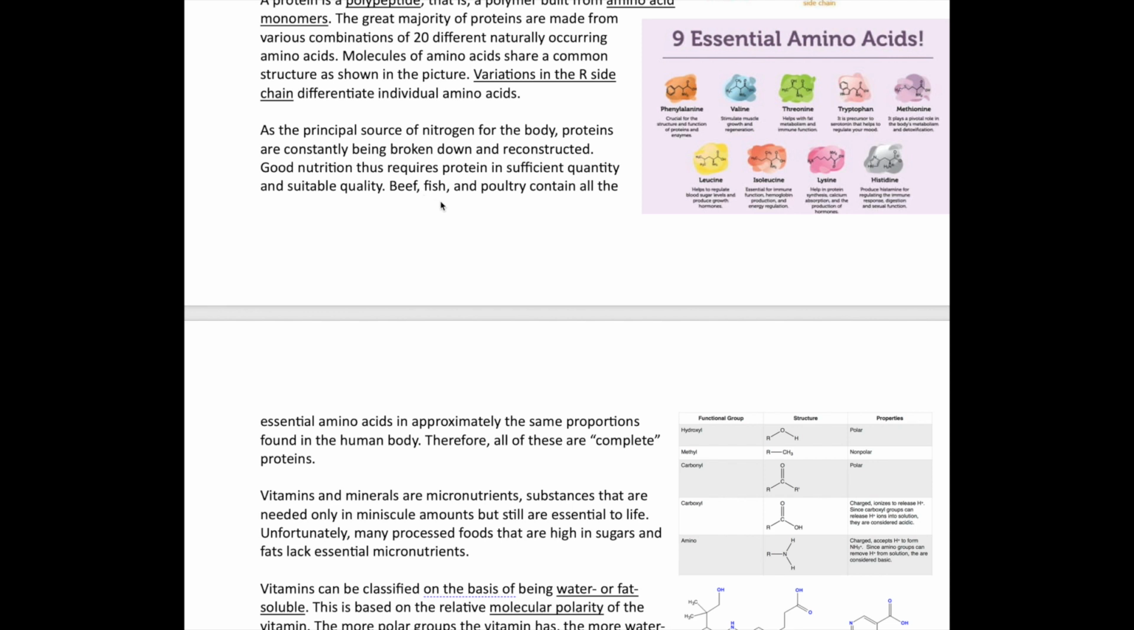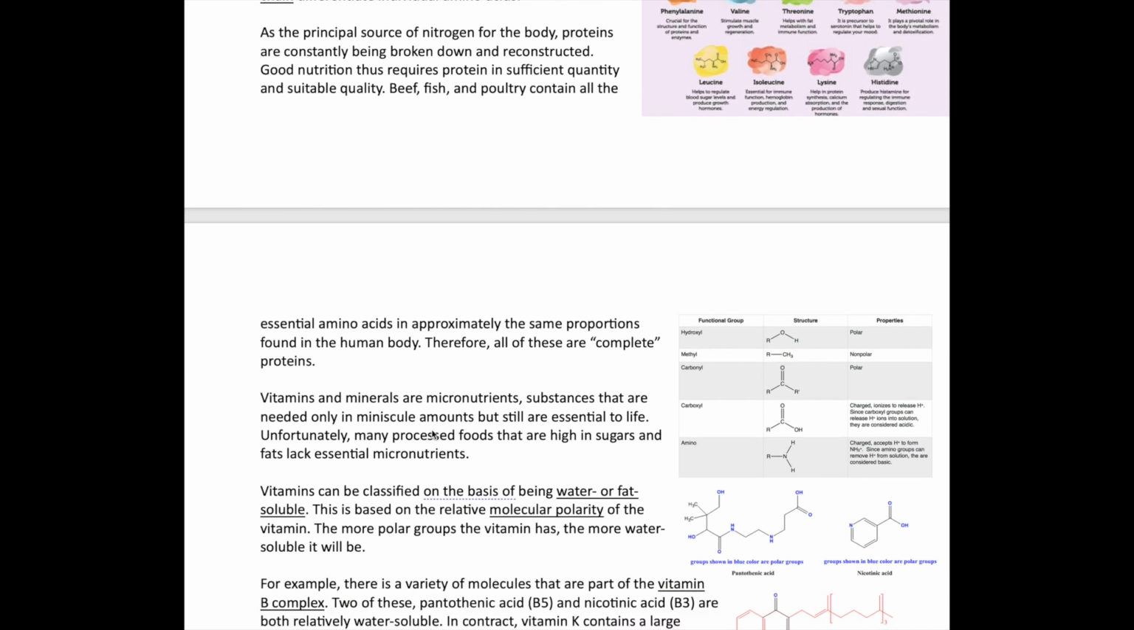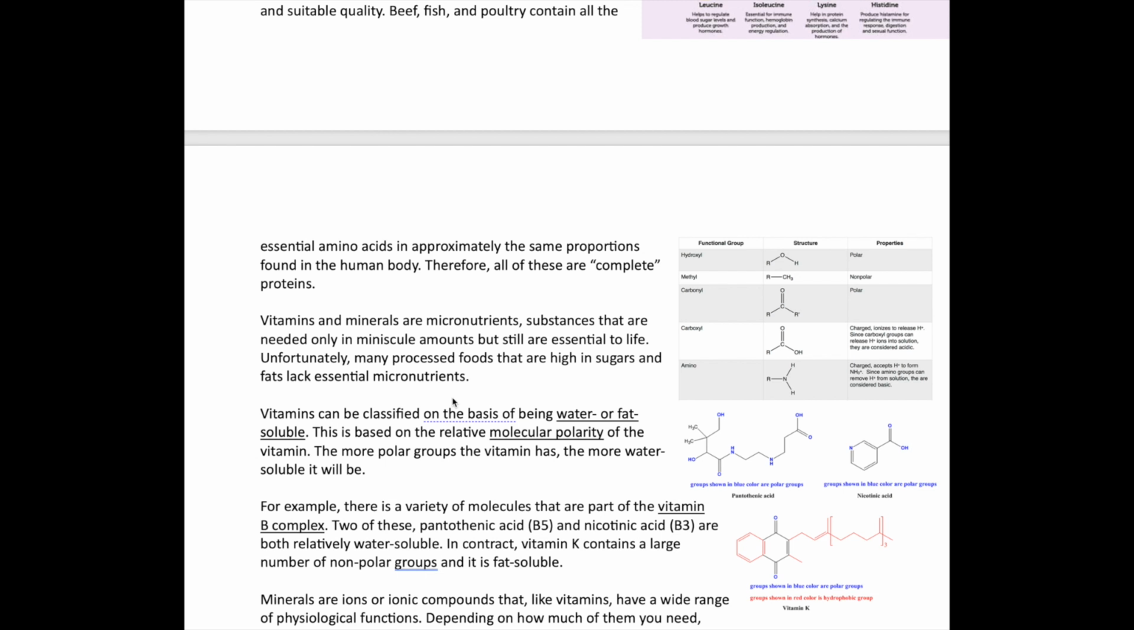Proteins are found in meat type of products like beef, fish, and poultry. They all have these essential amino acids, and so you have to eat them in order to maintain a complete set of proteins in your body.